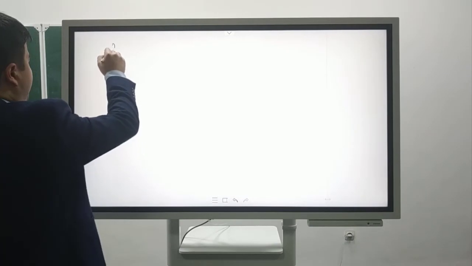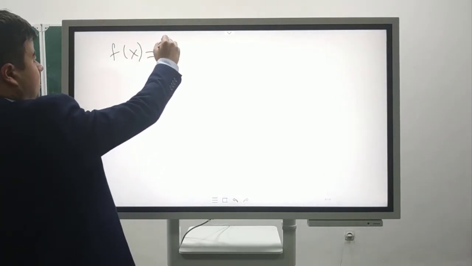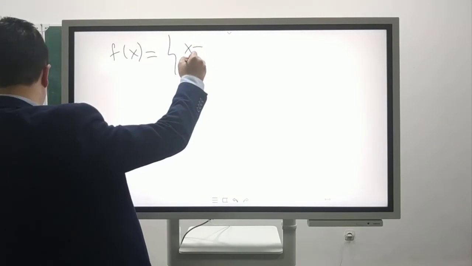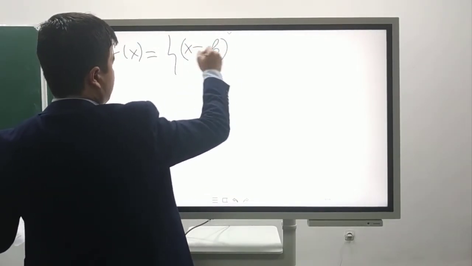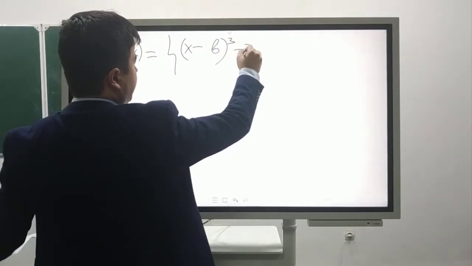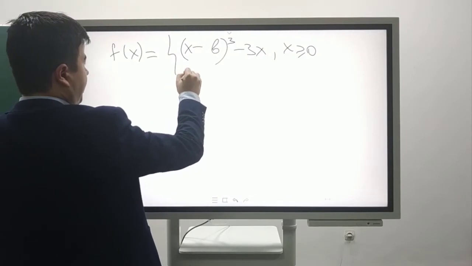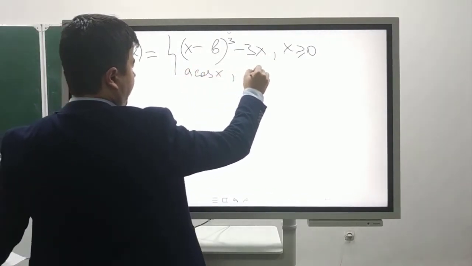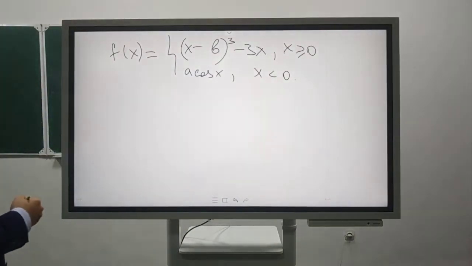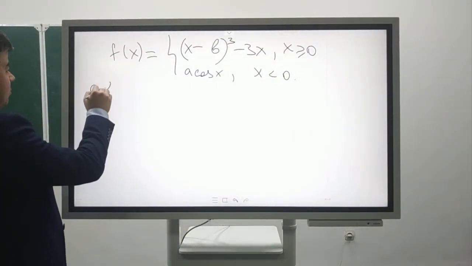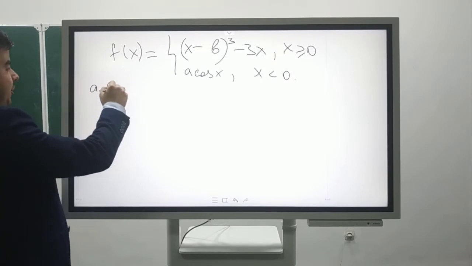Let's consider the next example. For example, find a and b such that the function f of x is (x minus b) cubed minus 3x, for example, where x is greater than or equal to 0, and a cosine x, where x is less than 0. So find a and b where f of x is differentiable.